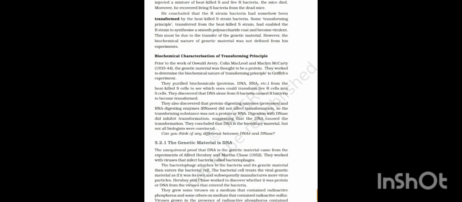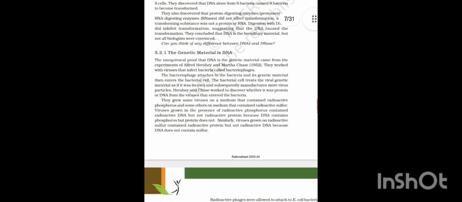They also discovered that protein-digesting enzymes and RNA-digesting enzymes did not affect transformation. So the transforming substance was not a protein or RNA. Digestion with DNase did inhibit the transformation. So they concluded that the transforming substance is only DNA. Then the genetic material is DNA. The confirmation experiment to prove that the genetic material is DNA was carried out by Alfred Hershey and Martha Chase in 1952.